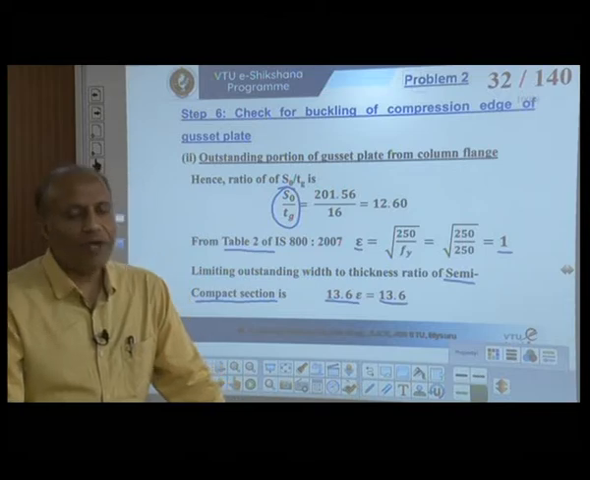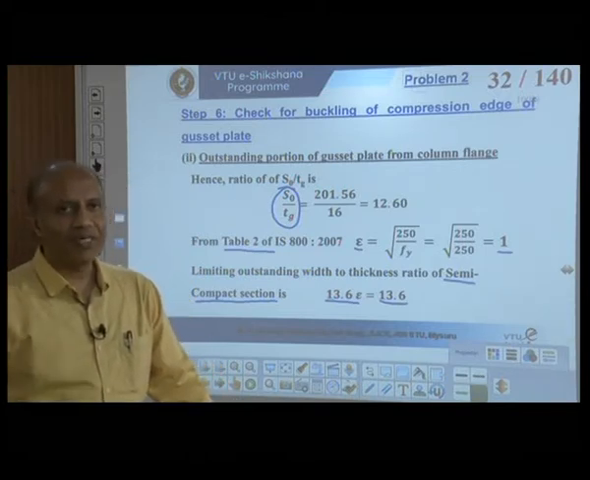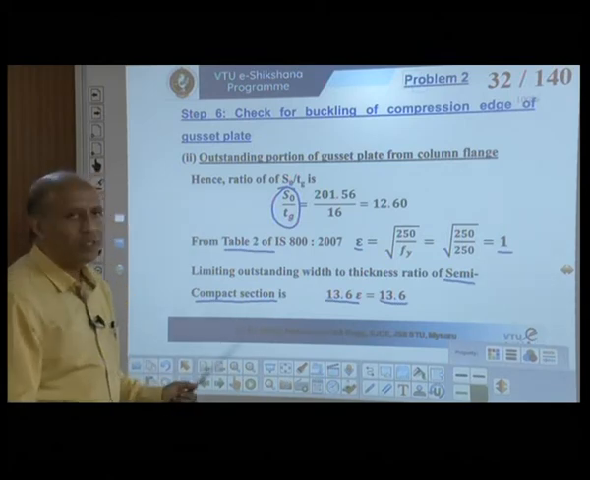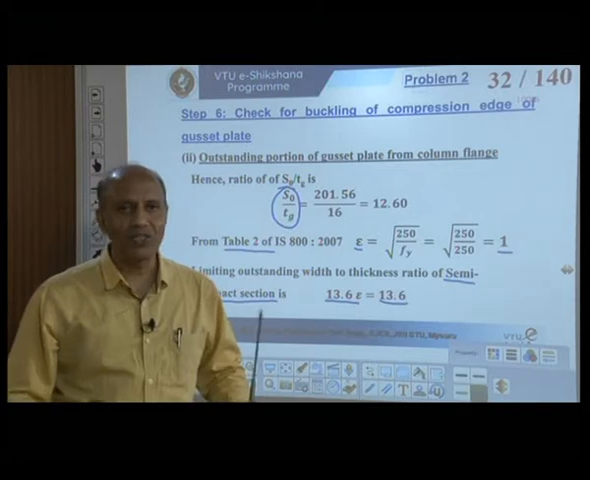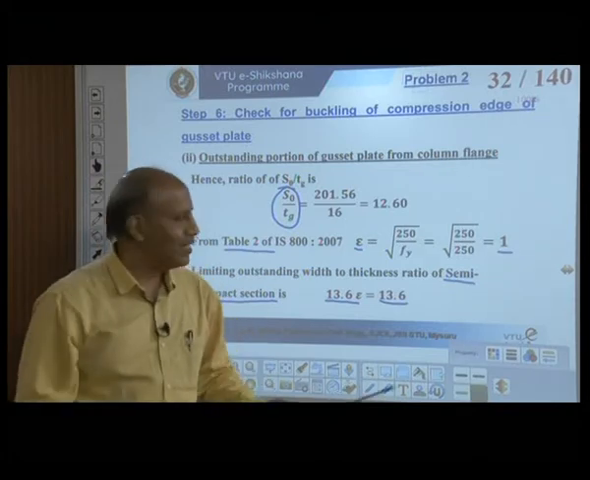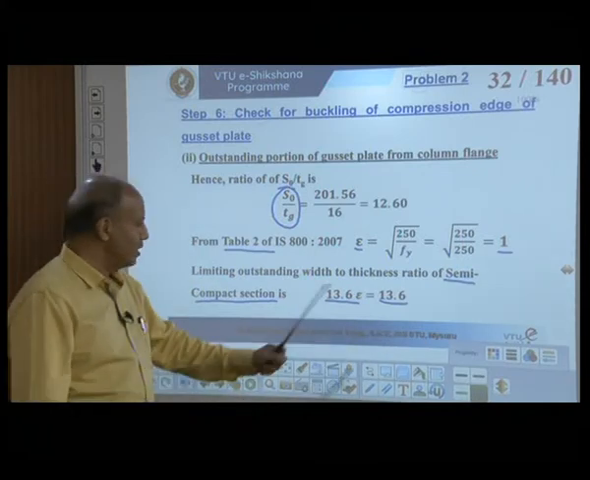However, we should not get into the slender sections; that is what you need to understand over here. Whether it is a plastic section, a compact section or a semi-compact section, it is all right, but it should not exceed the limit with respect to a semi-compact section. So, right now, it is 13.6.